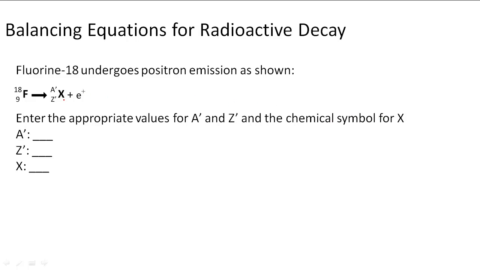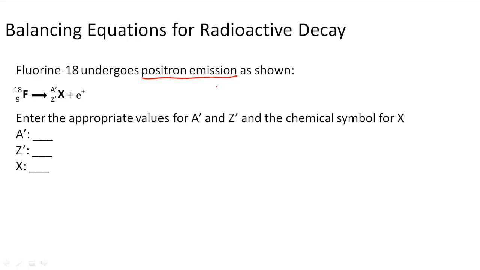So we want to find out what the element is, and we're going to look for its atomic number and the mass number that it goes with. So first, we have to look at balancing equations of radioactive decay. We have to find out what kind of radioactive decay it is and what's going on in that radioactive decay.